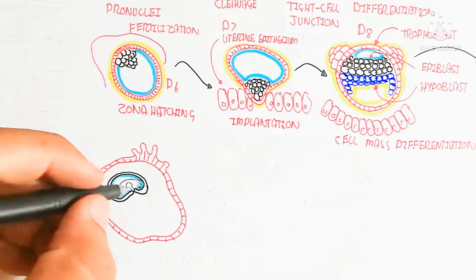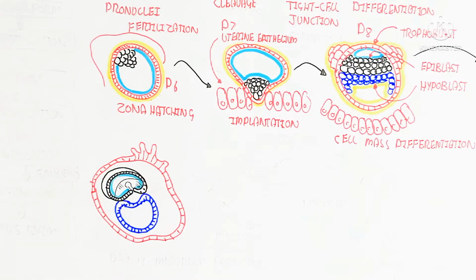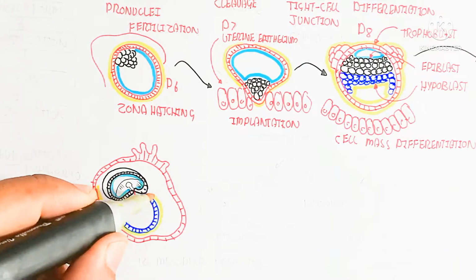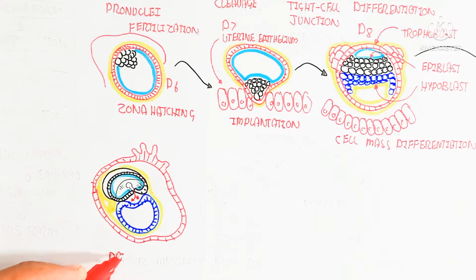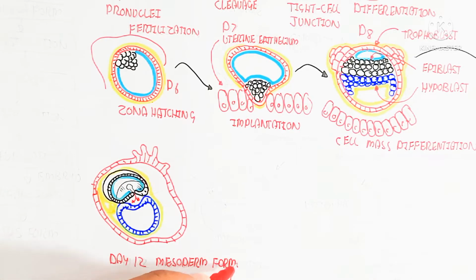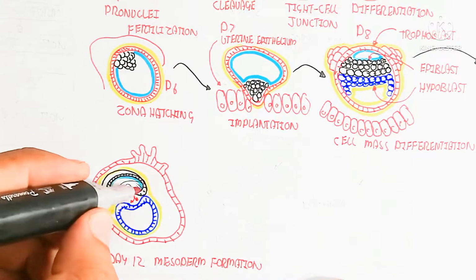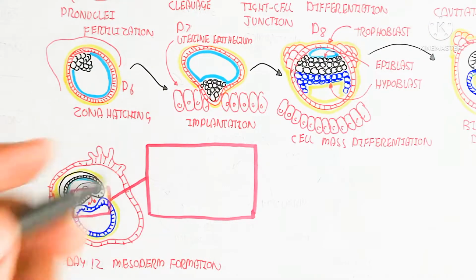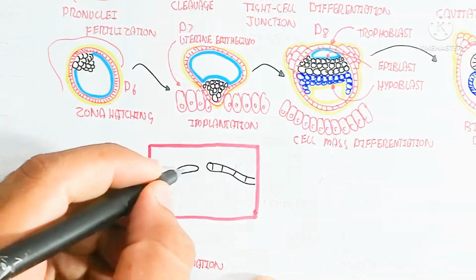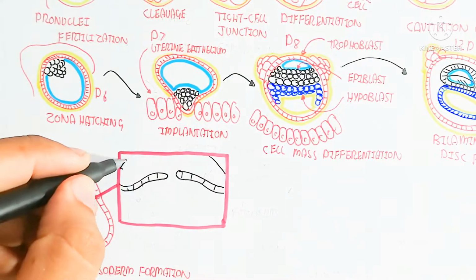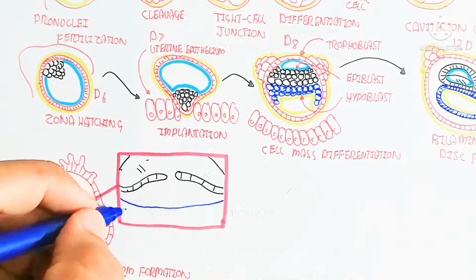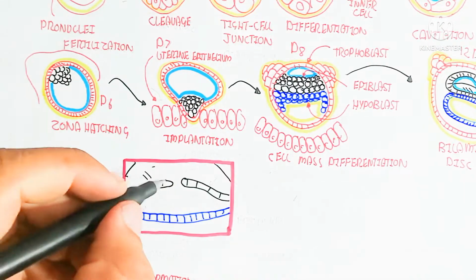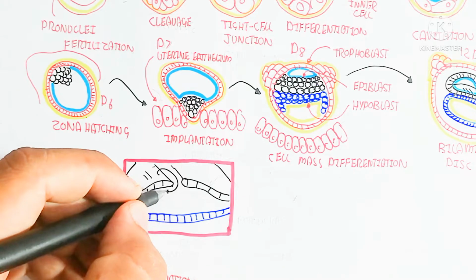After this bilaminar disc formation, here on day 12, the mesoderm formation will occur. How is it possible? Let's begin to understand. Basically there is the epiblast and hypoblast, and between the epiblast and hypoblast the mesoderm will form. How is it possible? Because of the primitive streak formation in the epiblast, and the primitive streak will lead to invagination. This invagination will lead to gastrulation, because the three germinal layer formation is known as gastrulation.